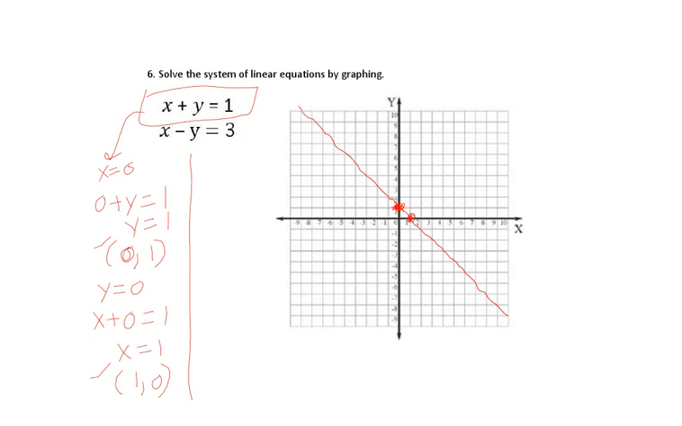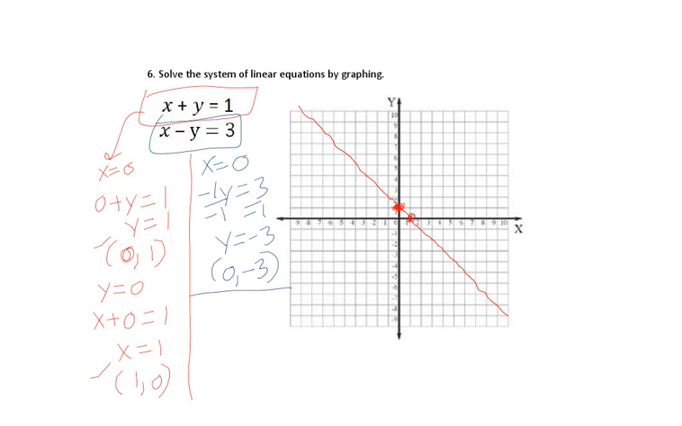Okay, looking like that. Okay, now let's deal with x minus y equals 3. So if x is 0, that means negative 1y equals 3. And dividing by negative 1 means y equals negative 3. So you'll have a point at 0, negative 3.